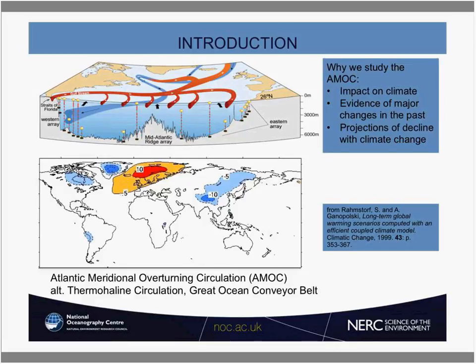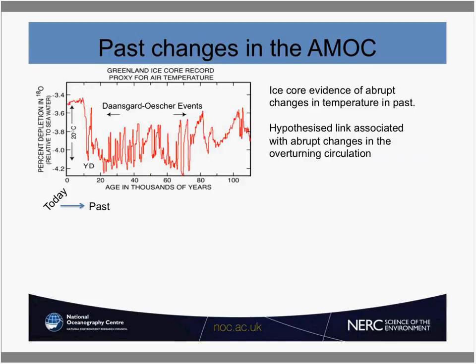Observations show not just the impact on climate, but the evidence of major changes in the past, and there are projections of a decline with climate change in the future. Looking back, this is a figure taken from a summary by Wally Broecker. This is a paleoceanographic slide. I think it shows a per mil depletion of delta O18. I always think about this as a temperature figure.